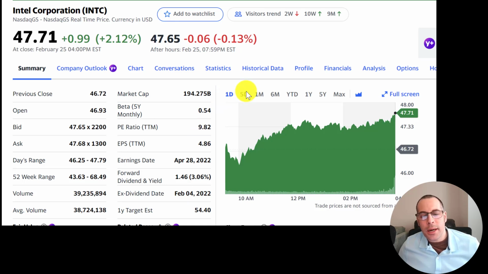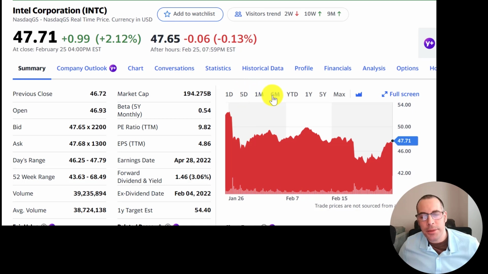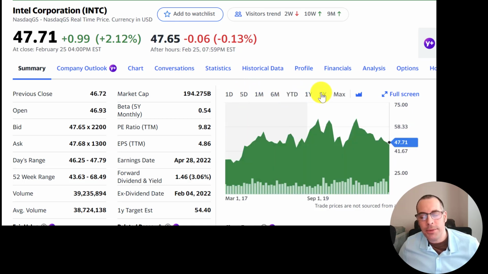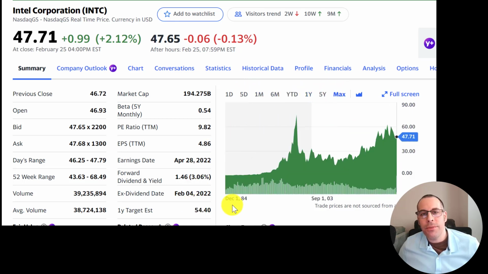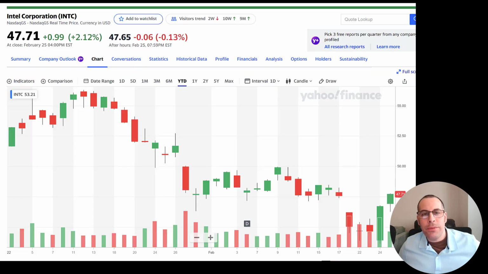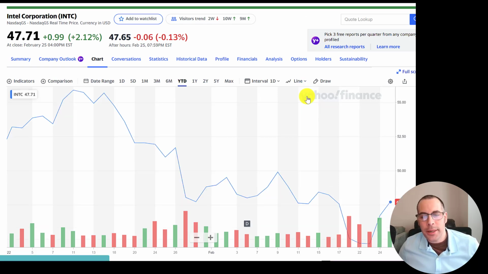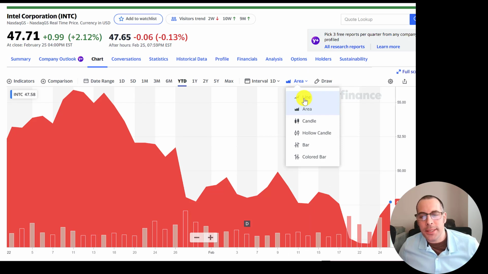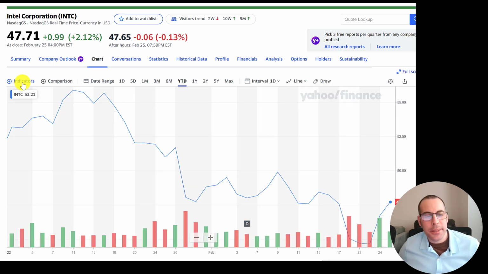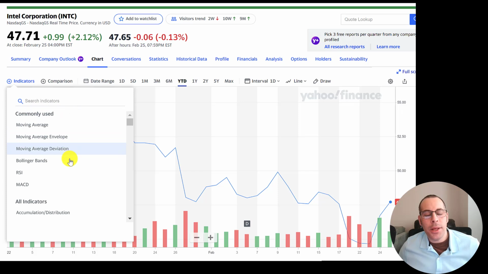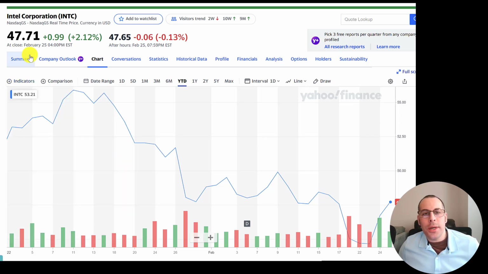You can see where the stock price moved in the past day, the past 5 days, the past month, 6 months, year to date, 1 year, 5 years, and all the way back to 1984. If you hit the link full screen, it brings you to this chart. In my Yahoo Finance, it defaults to candlesticks, but you could change that to a line format or area or whatever your preference is. You can also add indicators. You can add the moving average, Bollinger Bands, relative strength index. There's so many options. And you can compare it to other stocks or the index.